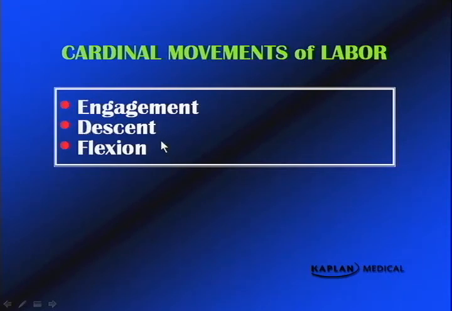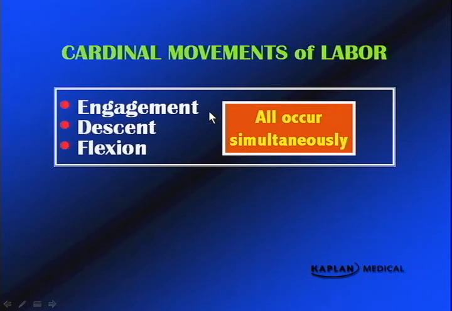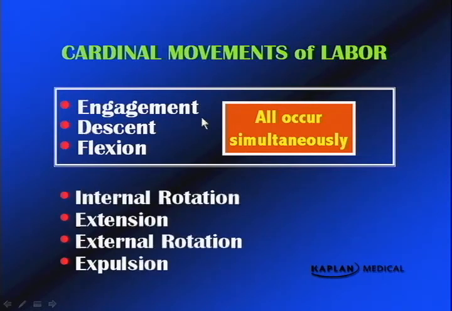Engagement is a term that describes the descent of the head through the pelvis. As the head comes down, the forces of the uterine contractions bring about flexion of the head. So engagement, descent, and flexion occur simultaneously. Following this is the sequence which always must be followed: internal rotation, which is followed by extension, which is followed by external rotation, which is followed by expulsion. And they could very well have on the USMLE 2 exam a question where they ask you which of the following options is the correct order in the cardinal movements of labor.